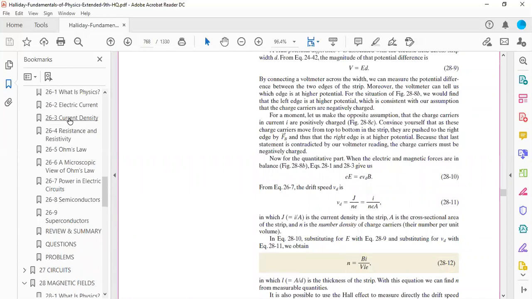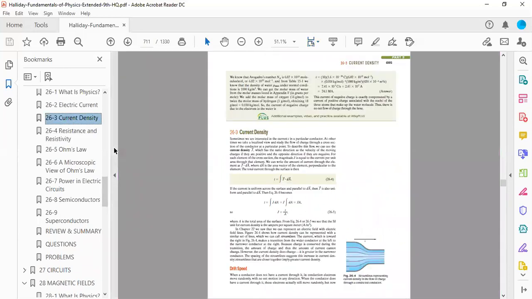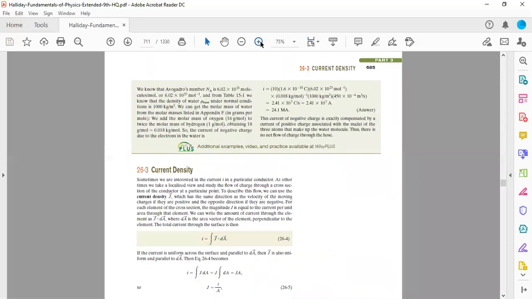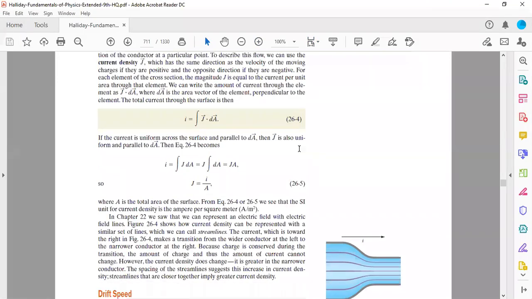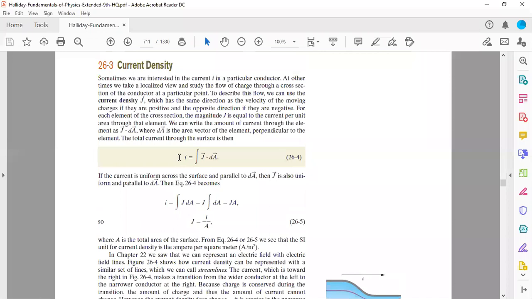Yeah, this is the current density. This is the equation of the current density. What is meant by current density? Rather than only saying that current is flowing, in some cases we have to use the term current density, meaning the amount of current passing through a certain area. So if there is more area, there will be more current through it.